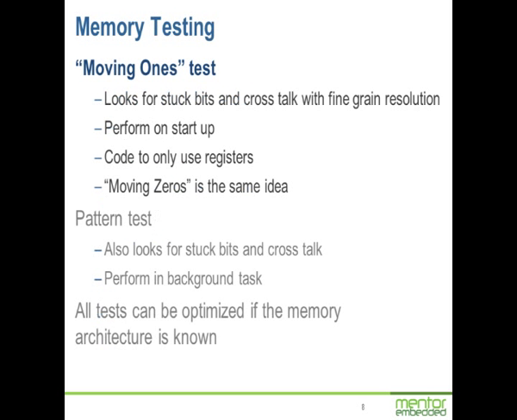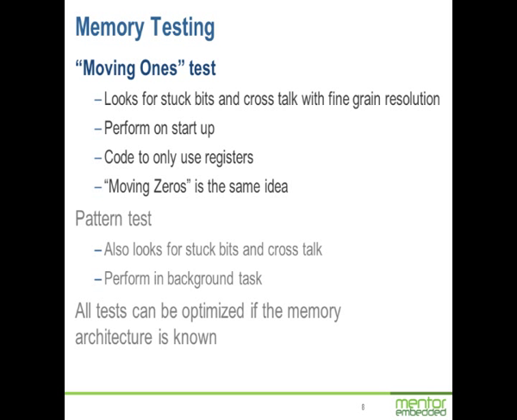Now, we can do tests on startup. A moving ones test is the classic one. This looks for bits which are stuck and crosstalk with quite fine resolution. You do this at startup because you're going to corrupt all of memory in the process. And you have to write some code, which is quite tricky with some CPUs, that doesn't use any RAM anyway, and only uses registers. And we can also do a moving zeros test.